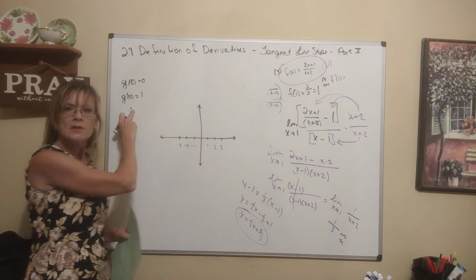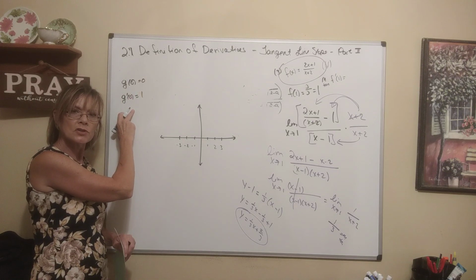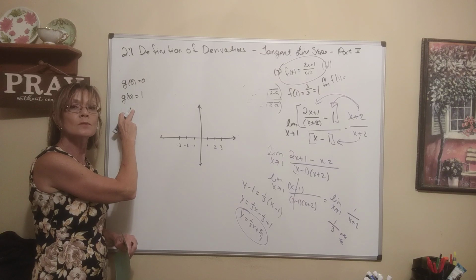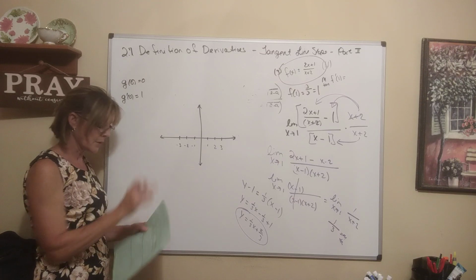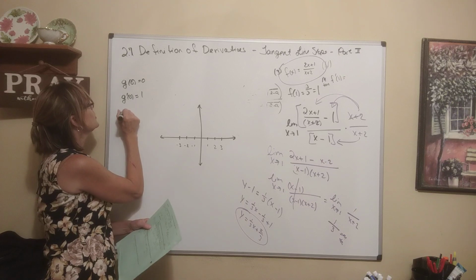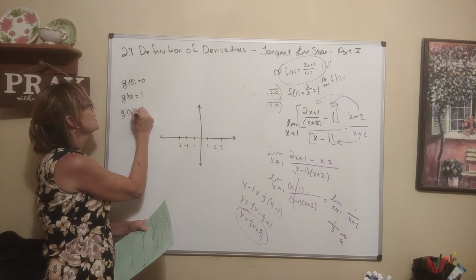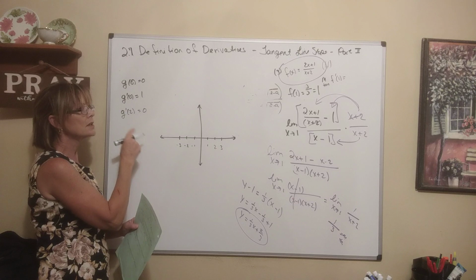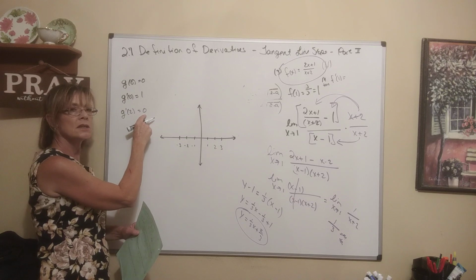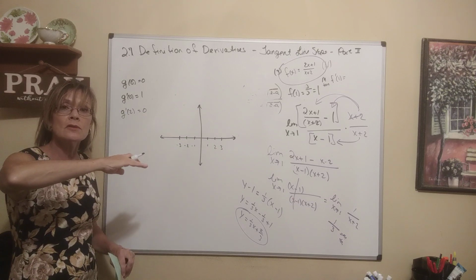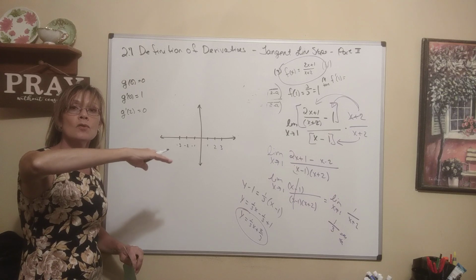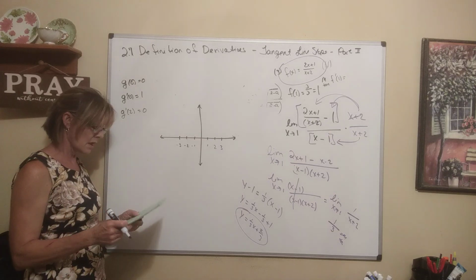What is G prime of 0? It is the slope of this function when x is 0. The slope is 1, the slope of the tangent line. G prime of 2 equals 0. The slope when x is 2 of this function is 0. What does a slope of 0 look like? It's flat, it's horizontal. That's what that's saying right there.